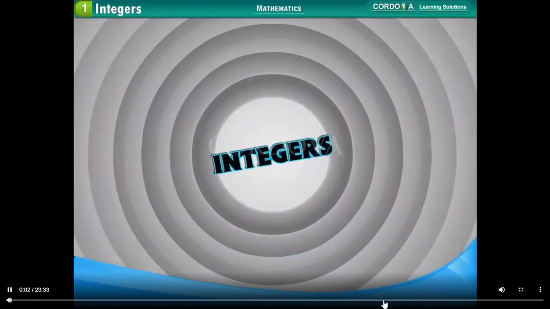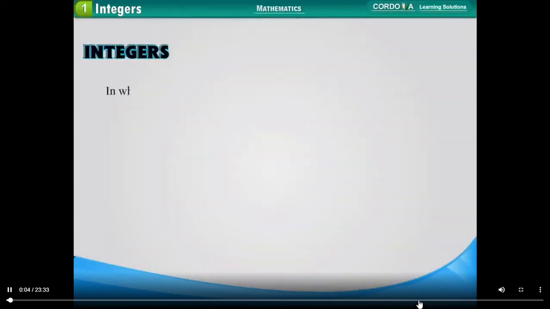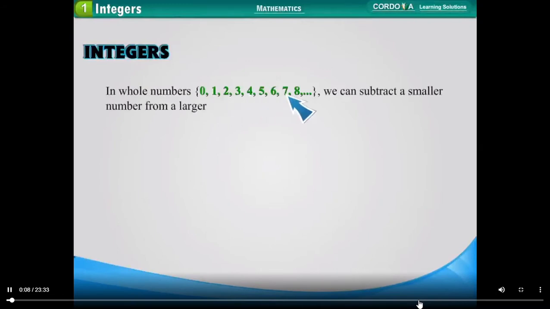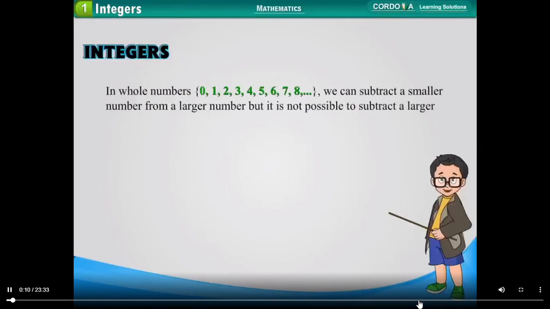Chapter 1. Integers. In whole numbers 0, 1, 2, 3, 4, 5, 6, 7, 8, we can subtract a smaller number from a larger number, but it is not possible to subtract a larger number from a smaller number. 7 minus 3 is equal to 4. 8 minus 5 is equal to 3.